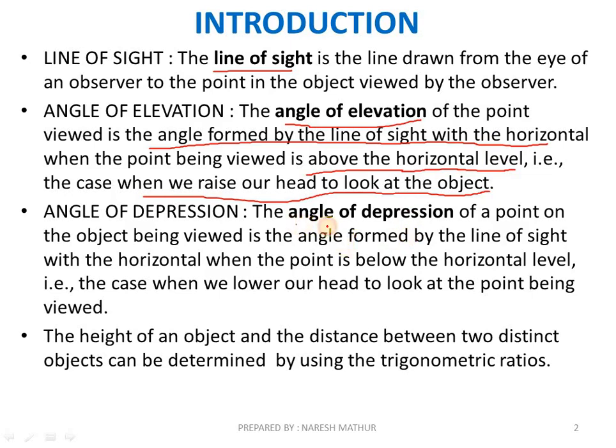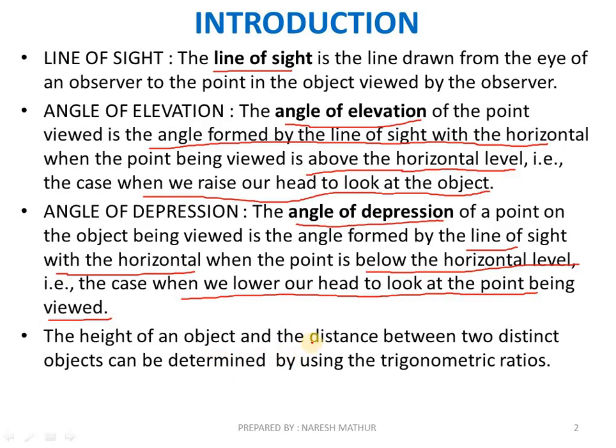Similarly, the angle of depression is again the angle between the line of sight and the horizontal level, but when the object is below the horizontal level and we have to lower our head to look at the point being viewed. In simple words, if the observer is at the surface and the object is above the horizontal level, then the angle is called the angle of elevation, and if the observer has to lower his head because the object is below the horizontal level, then the angle is called the angle of depression.